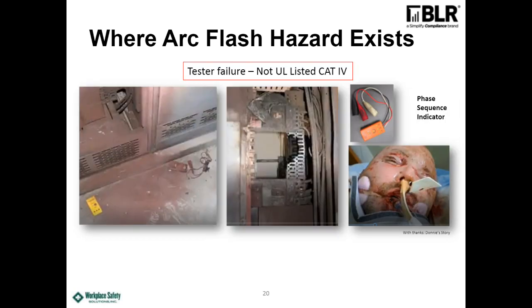Okay, tester failure. So this was a tester. This is what it looked like: on the right is a phase sequence indicator, and on the left is showing the same thing on the floor after the failure occurred. So I'm going to guess here that it was probably a transient, and the meter was not UL listed category 4 or 3 rated.